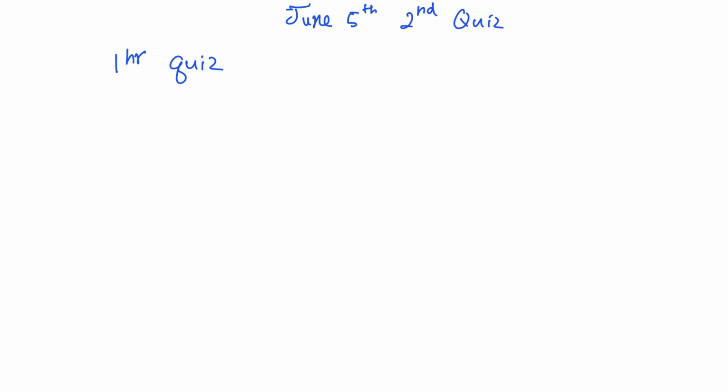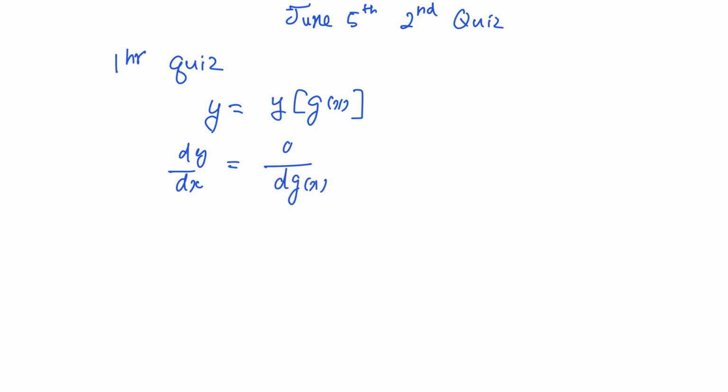So I think we were doing some composite functions, like when y is f of g of x, then dy/dx is (dy/dg)(dg/dx). The derivative of a composite function is the chain rule.